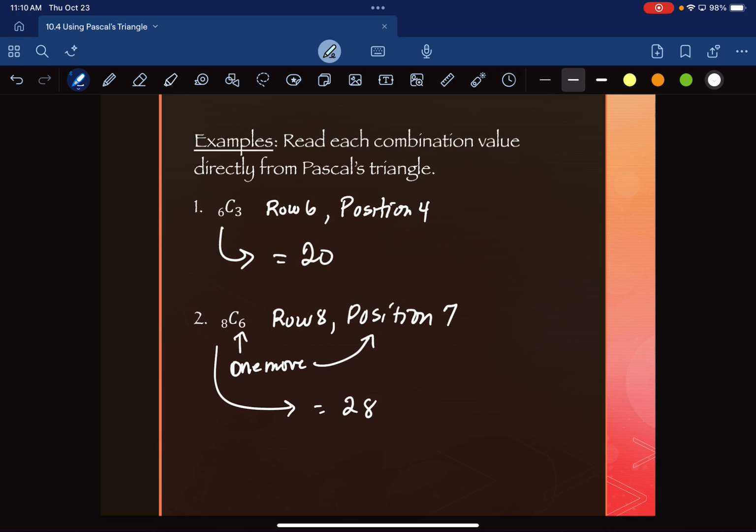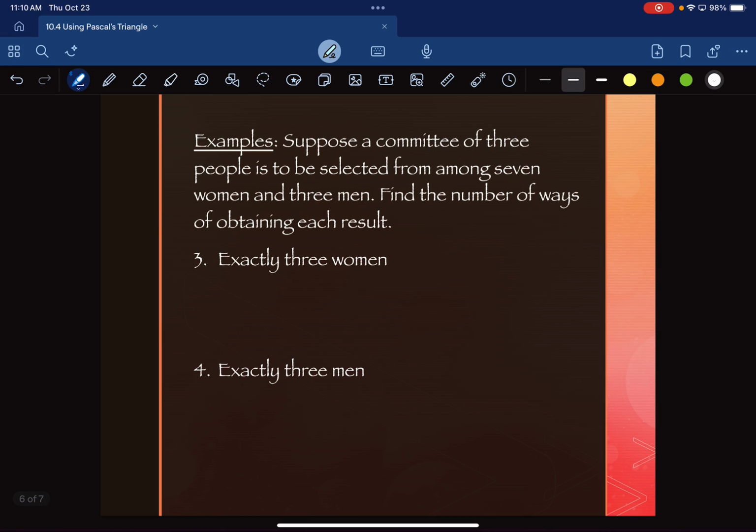How is it actually being used? It's used the same way as the values we had done back in section 10.3. So if we have a problem, we're going to do a committee. Do you remember what I talked about the word committee? Committee always means that you're doing a combination, as opposed to a permutation. Something else that's valuable that you should make a mental note of, or maybe even write down: if you're doing a question from section 10.4, it's going to be a combination, right? Because 10.4, Pascal's triangle, only applies to combinations.